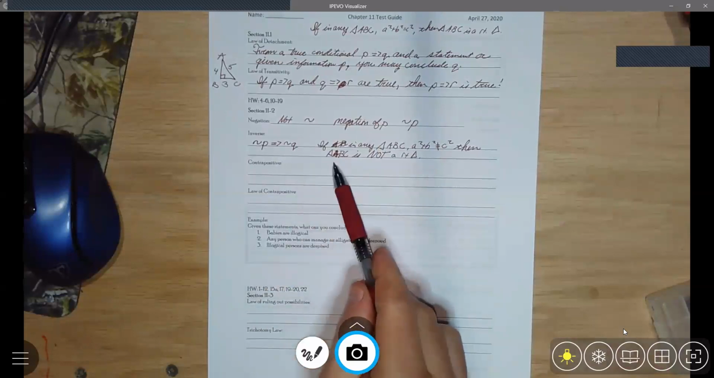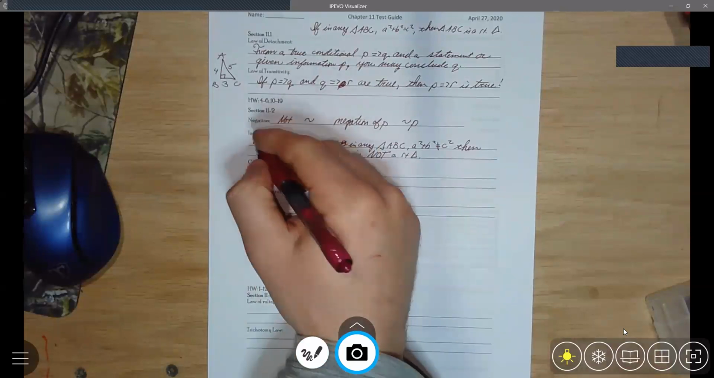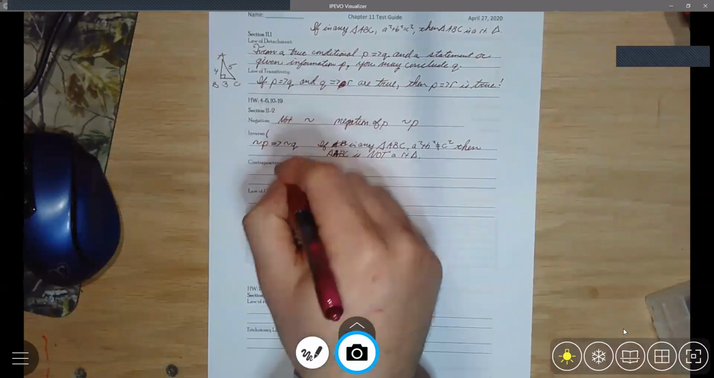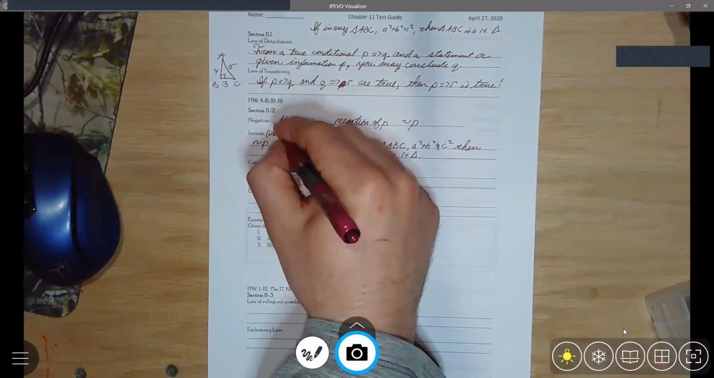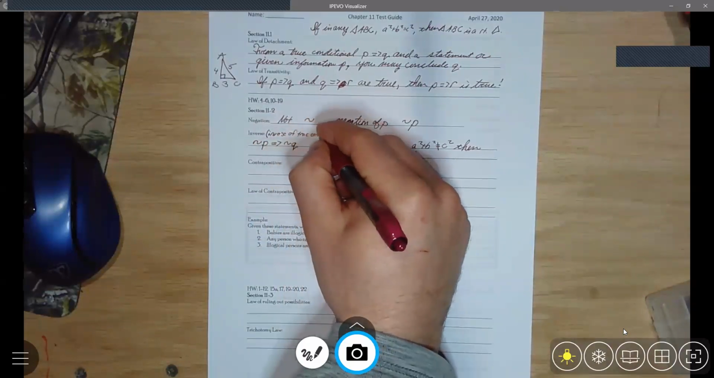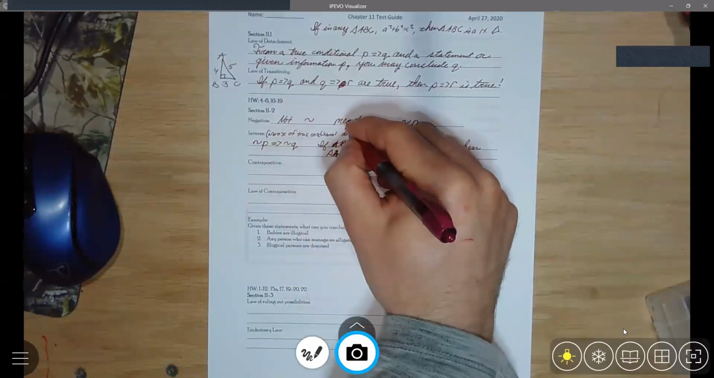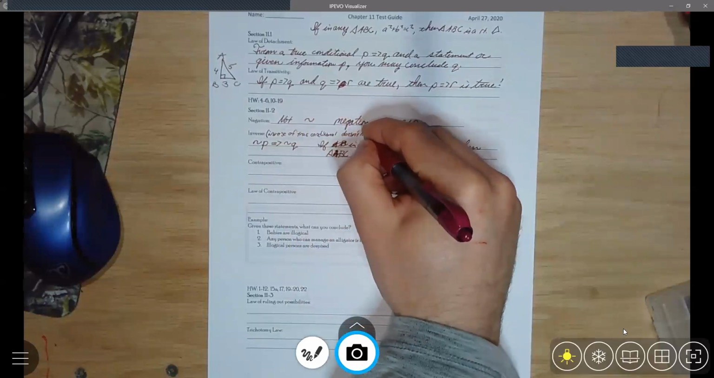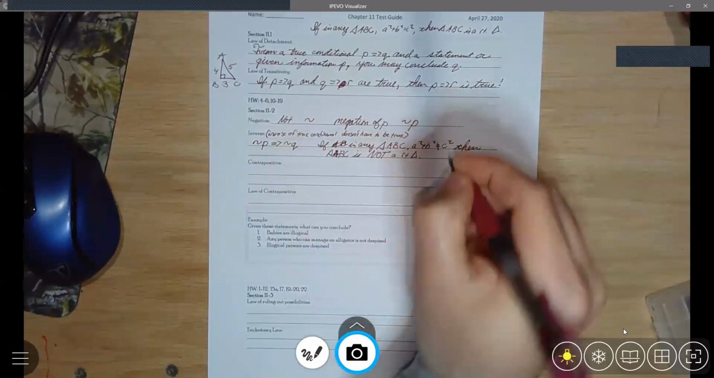So is this true? Actually, yes, it is. But it doesn't always have to be true. The inverse of a true conditional does not have to be true. So let's put that in a note here. Inverse of true conditional doesn't have to be true. Can be, doesn't have to be.